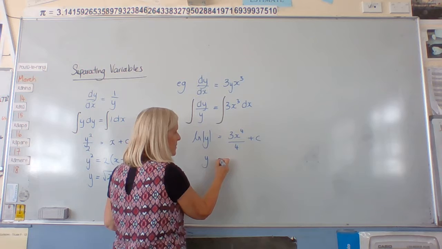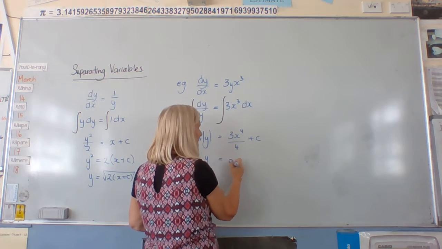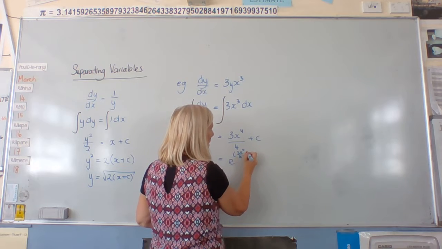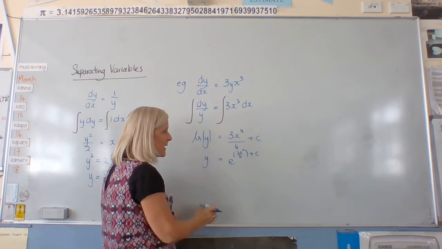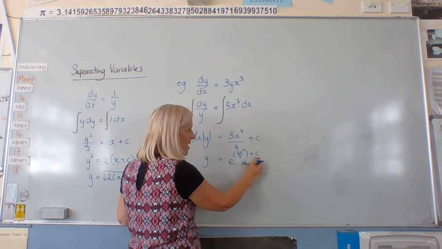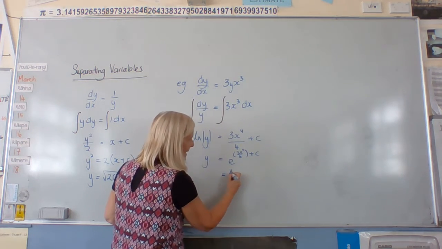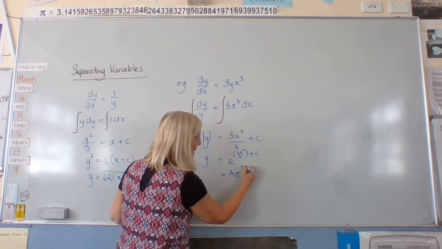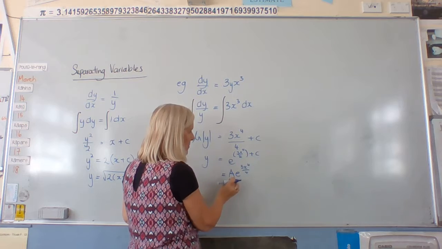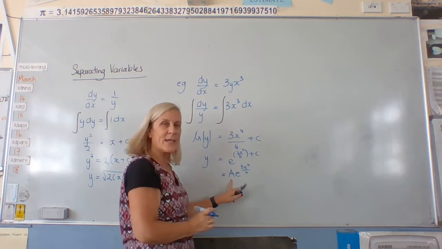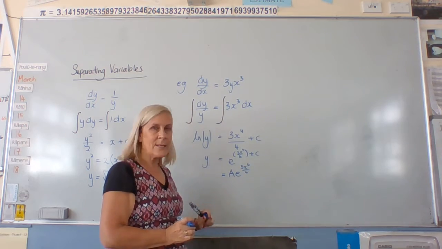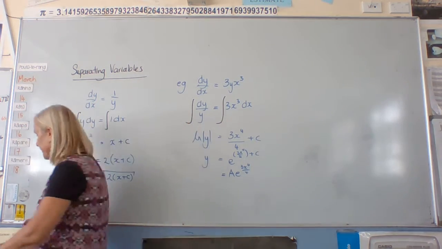This side will come to being y. This side is e to the power of 3x to the 4 over 4 plus c. Now that part there has to stay like that, but this bit here sometimes can be written as a, e to the power of 3x to the 4 over 4. Because this is actually multiplying by a constant, we can pull it into one variable called a in the front. All right? So that's another technique.